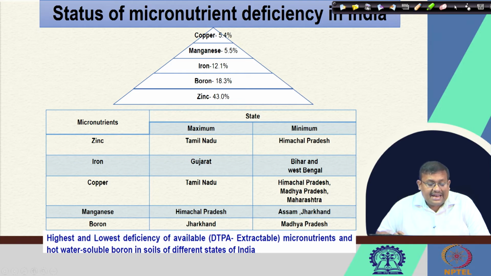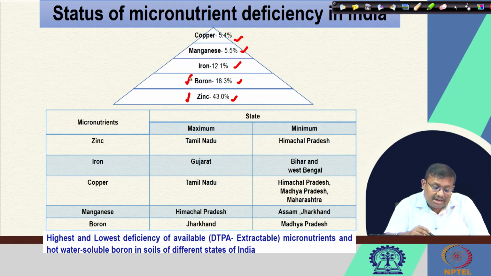So, if you see the status of micronutrient deficiency in India, it will be quite clear that zinc accounts for 43%, followed by boron, which accounts for 18.3%, followed by iron, that is 12.1%, followed by manganese, which accounts for 5.5%, and followed by copper, which is 5.4%. So, we can clearly see that zinc and boron are the two major micronutrients of concern, because they show a huge amount of deficiency in Indian soil condition.